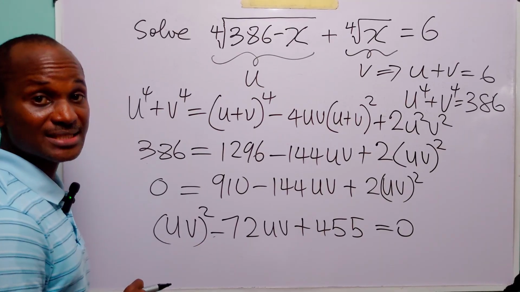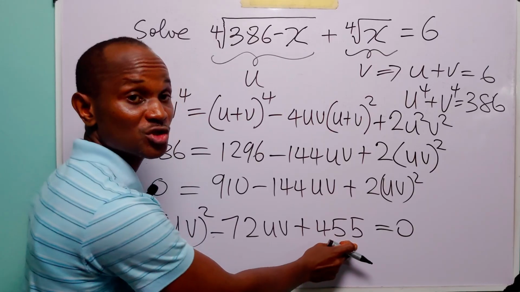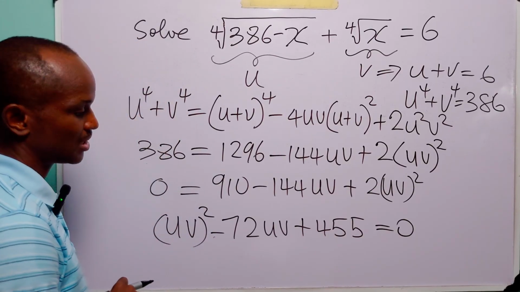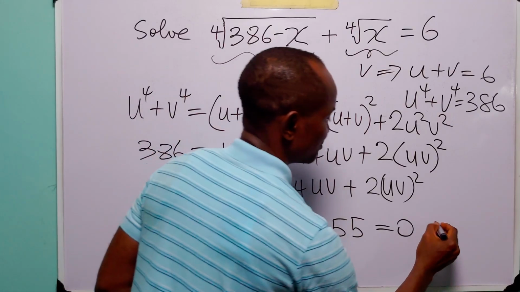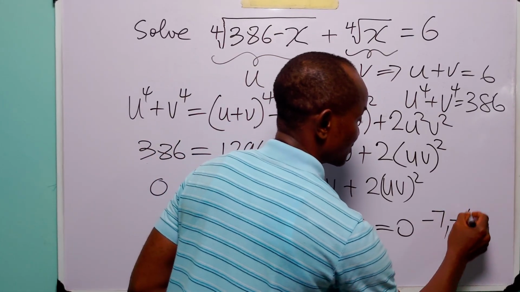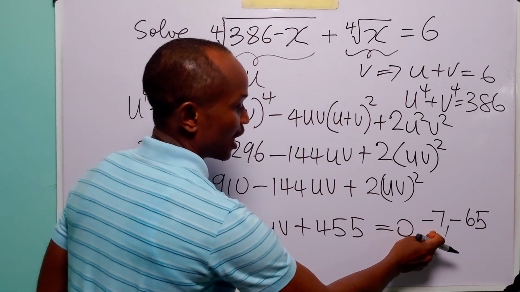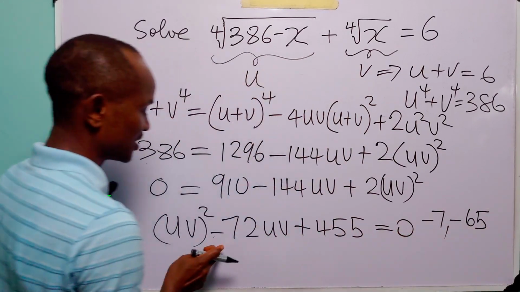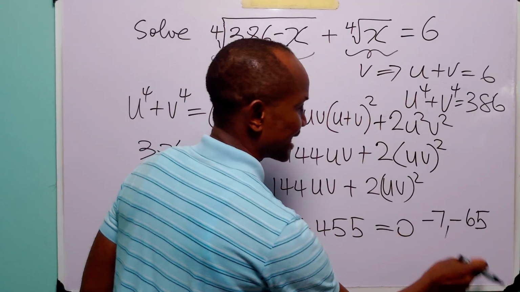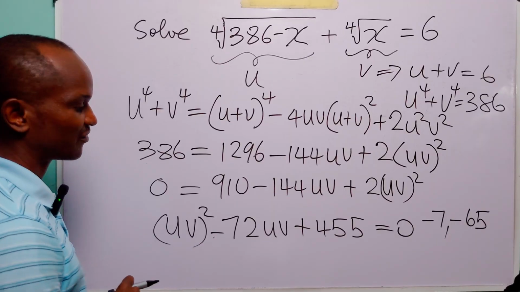Now we can factorize this equation. All we have to do is to find the factors of 455 that add up to minus 72. And of course, they are going to be minus 7 and minus 65. Because minus 7 plus minus 65 is going to give us minus 72. And minus 7 times minus 65 is going to give us plus 455.